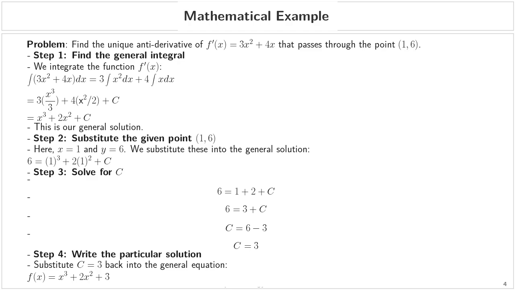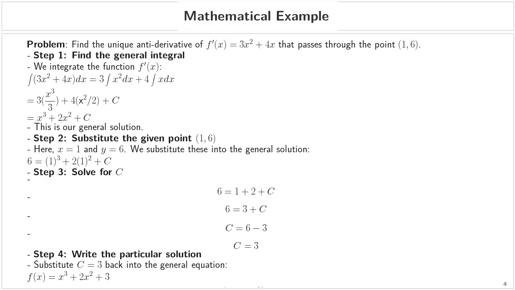Step 4. Write the particular solution. Finally, we substitute the value of c, which is 3, back into our general solution. This gives us f of x equals x cubed plus 2x squared plus 3. This is our unique antiderivative or particular solution. It's the one function that satisfies both the derivative condition, f prime of x equals 3x squared plus 4x, and the initial condition, passing through the point (1, 6).